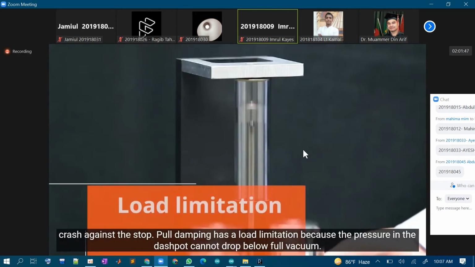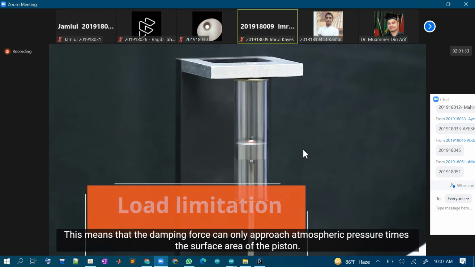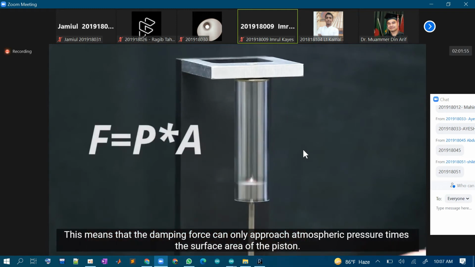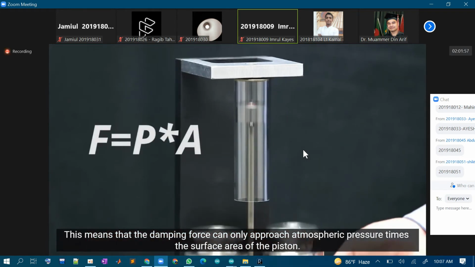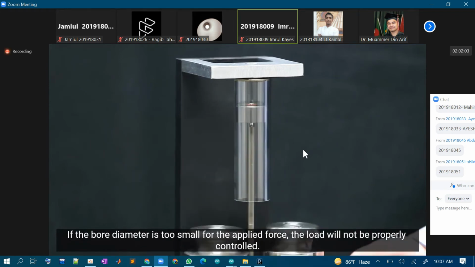Pull damping has a load limitation because the pressure in the dashpot cannot drop below full vacuum. This means that the damping force can only approach atmospheric pressure times the surface area of the piston. If the bore diameter is too small for the applied force, the load will not be properly controlled.